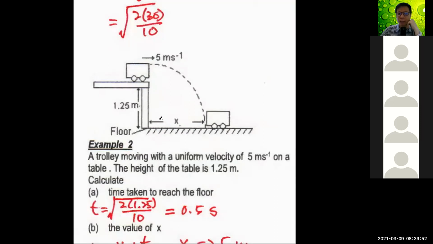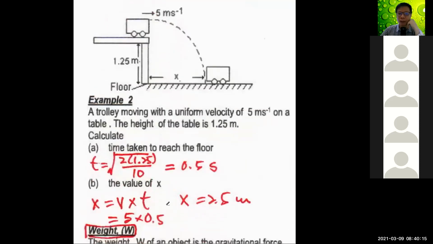Then how to find the value of x? We know the time already, 0.5 seconds. So what is the distance x here? Very simple. Normally we use the common sense formula to find distance. You just take the velocity, the speed, multiply by the time. Straightforward. To find the distance travelled, you take the horizontal velocity, multiply by the time taken. So you get 5 times 0.5, which is 2.5 meters. So this distance is 2.5 meters.